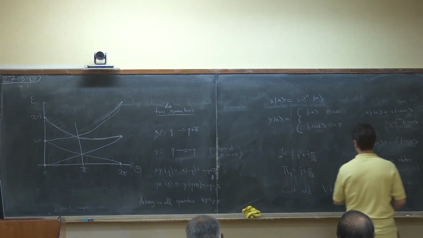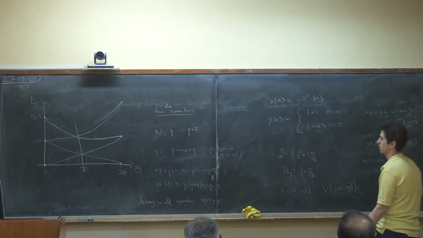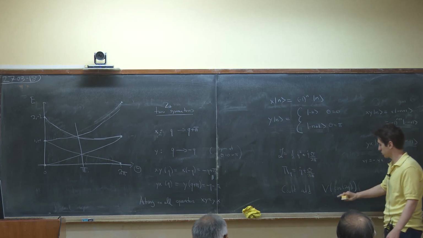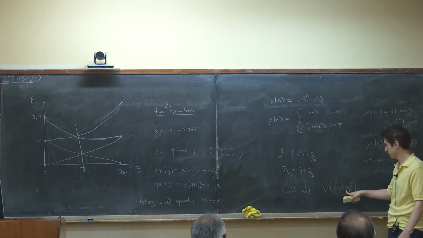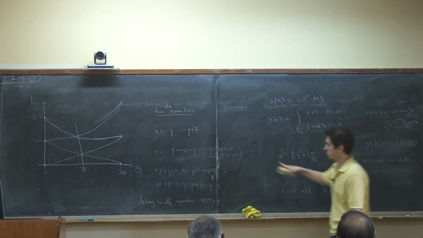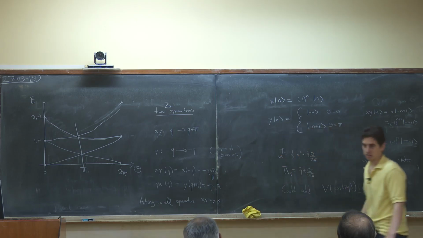So as I was saying, this is protected by symmetry. If you make the model more interesting by adding some complicated interaction, it preserves these symmetries. So it will preserve the ground state degeneracy.